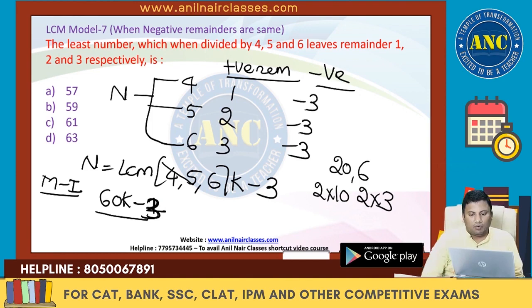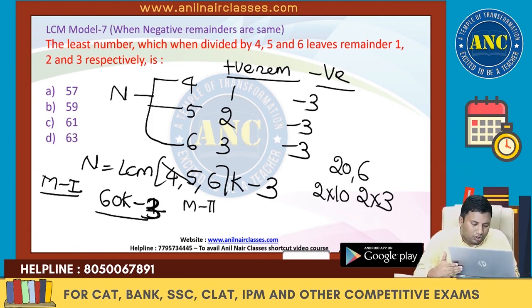60k minus 3. What is the negative remainder? 1 minus 4 is minus 3, 2 minus 4 is minus 3, and 6 into 4, 5, 6 into k minus 3. LCM of 4, 5, 6 is nothing but 60k minus 3. This is one way.